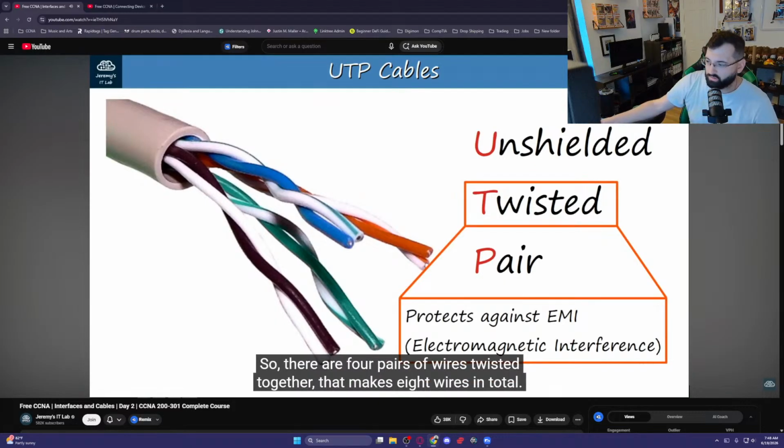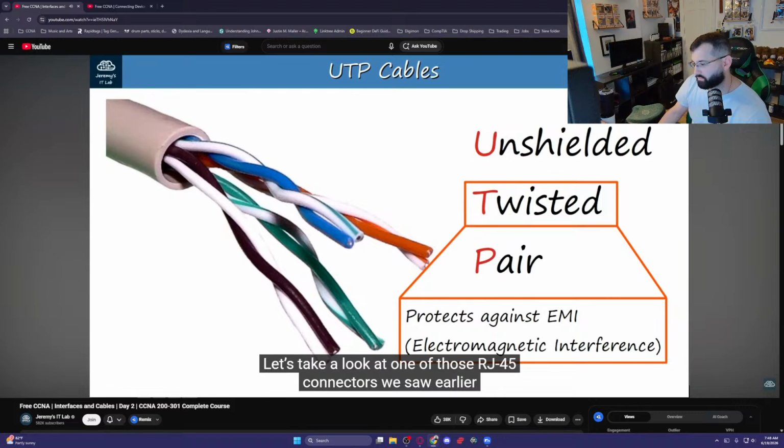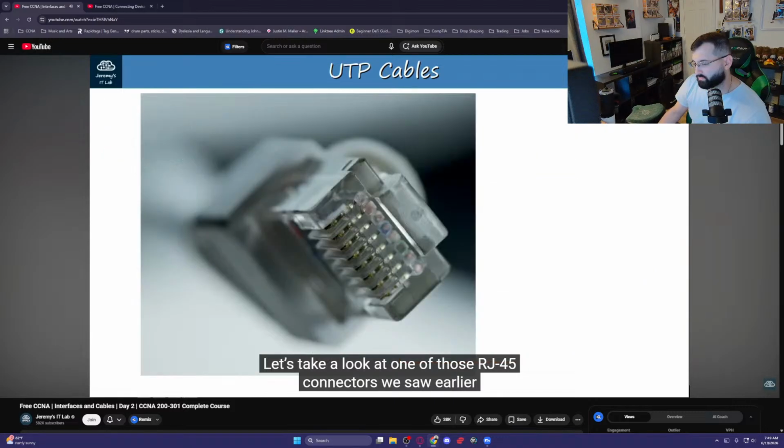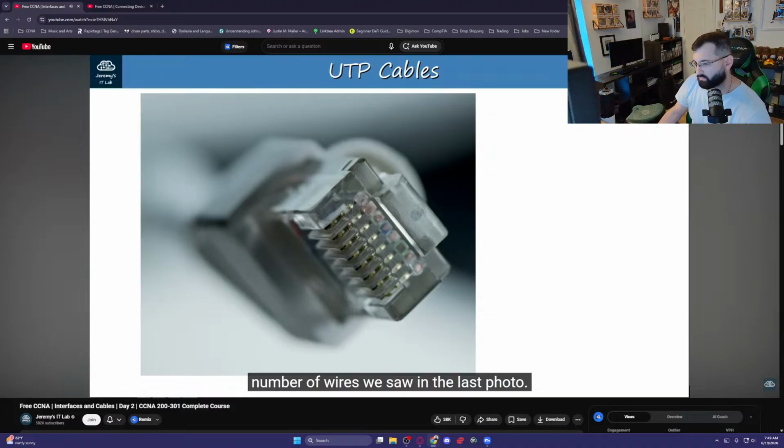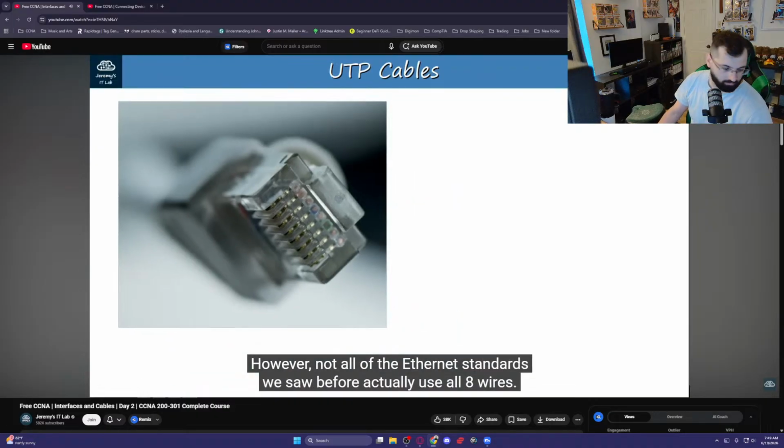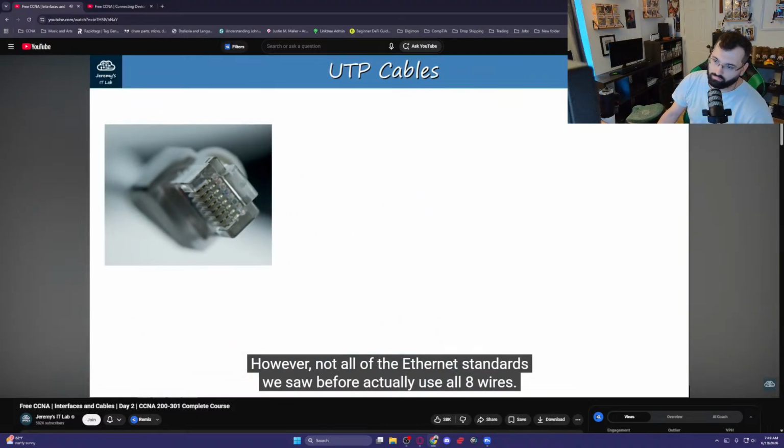So there are 4 pairs of wires twisted together. That makes 8 wires in total. Let's take a look at one of those RJ45 connectors we saw earlier. If you count the number of pins here, you'll find that there are 8 pins, perfect for the number of wires we saw in the last photo. However, not all of the Ethernet standards we saw before actually use all 8 wires.